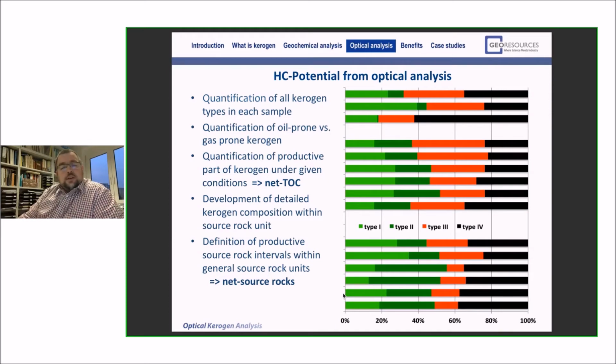It's not good enough to say, okay, we have 100 meters of shale, so we have 100 meters of source rock, because that's mostly not the case. In this 100 meters, we might have 80 meters, 50 meters, or maybe only 10 meters, which are really highly productive source rocks. And the rest is just shale, but nothing more. And that's something that we have to understand and to identify to get a really reliable and detailed resource evaluation in the end.